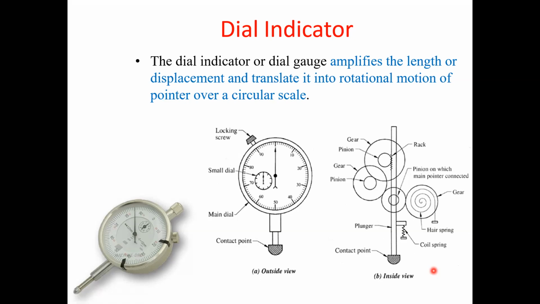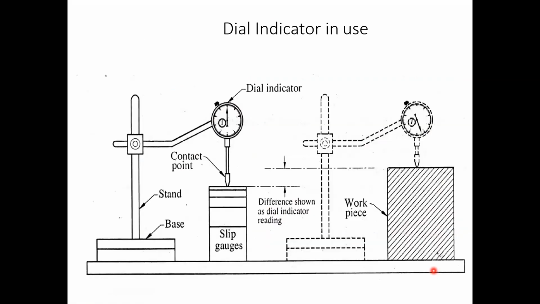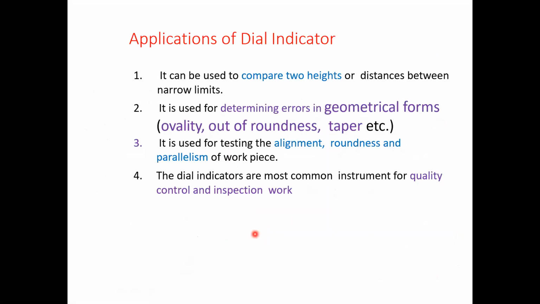This is already discussed in the earlier classes, right? This is all about the dial indicator. It is used for checking the height of the workpiece. Application of dial indicator: it can be used to compare two heights and distances between narrow limits. It is used for determining errors in geometrical forms, such as roundness, out of roundness, and taper. It is used for testing the alignment, roundness, and parallelism of the workpiece.